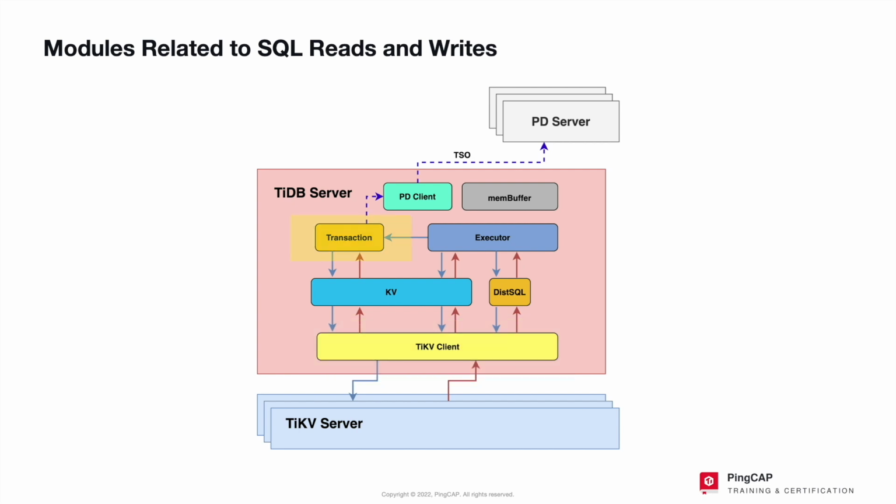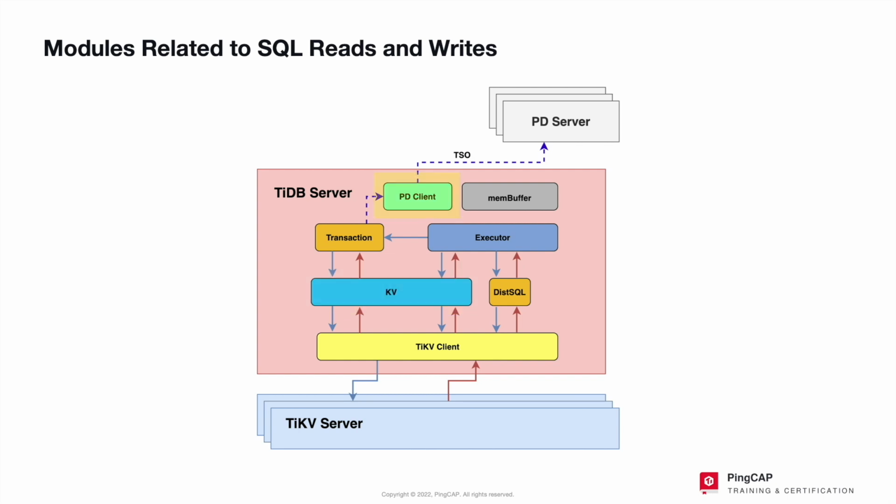Next, the transaction module is shown towards the top left side of our diagram. As its name implies, the transaction module handles transactions. This includes two-stage commit, pessimistic lock, optimistic lock, management, etc. Next, we have the KV module. It's towards the middle left of our diagram. The KV module handles transaction-related requests to KV. For example, KV get and batch get.